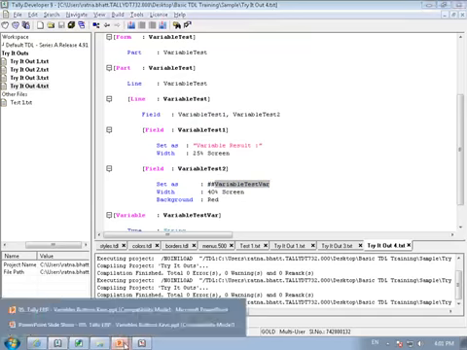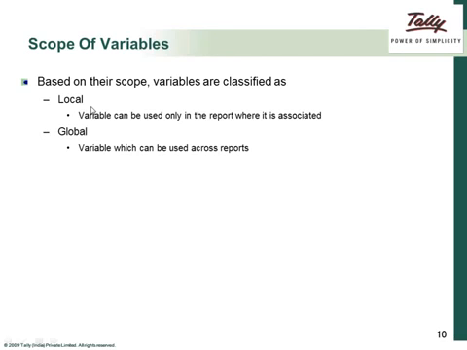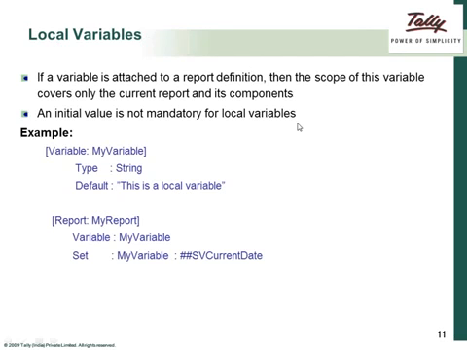So there is a scope that we have, a local scope, and a global scope. A variable that can be used only in the report where it is associated is what we just did. So only if I declare at my report level that I have a variable, then within this report definition in the entire hierarchy, I can use this variable at any given point of time.